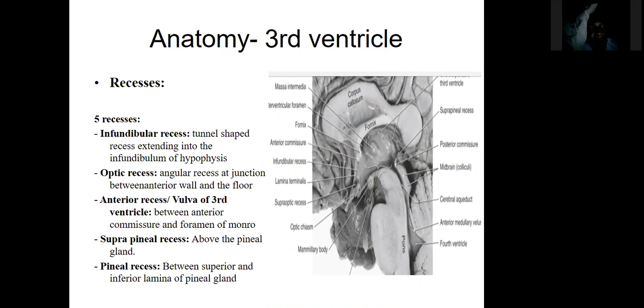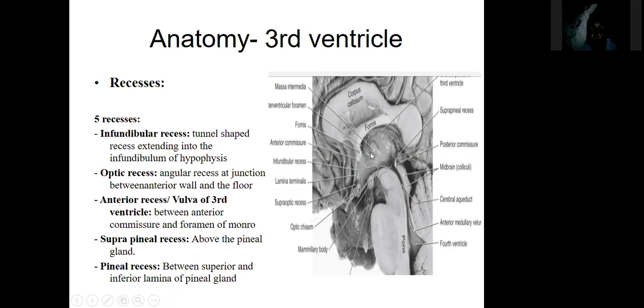Second, we have the optic recess or the chiasmatic recess, which is that angular recess found here, at the junction between the anterior wall and the floor of the third ventricle. So we have this angular recess just above the optic chiasma. We have the anterior recess or the valve of the third ventricle, which is between the anterior commissure and the foramen of Monro. So here's the foramen of Monro. We have the anterior recess, not well shown here.